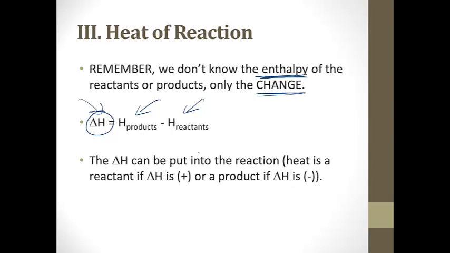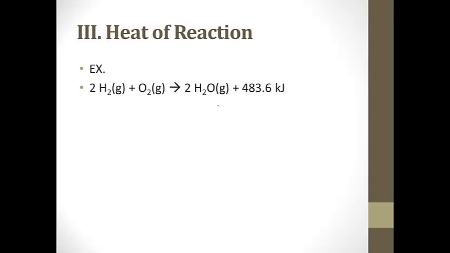Now, once you know delta H for the reaction, which can be measured through simple means, remember, delta H is simply equal to Q, the amount of heat that was either transferred in or transferred out of the reaction. Once you know delta H, you can write it in the reaction. If delta H is positive, then it's a reactant. If delta H is negative, then you write it as a product. So an example right here. For this reaction, 2 moles of hydrogen plus 1 mole of oxygen gives you 2 moles of H2O gas.